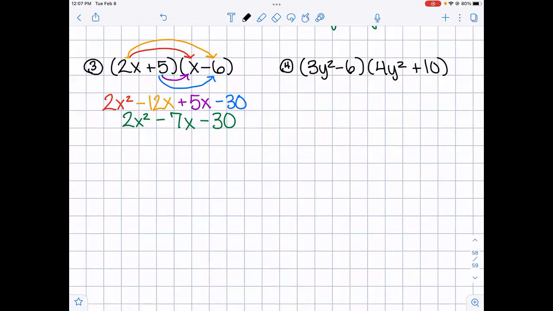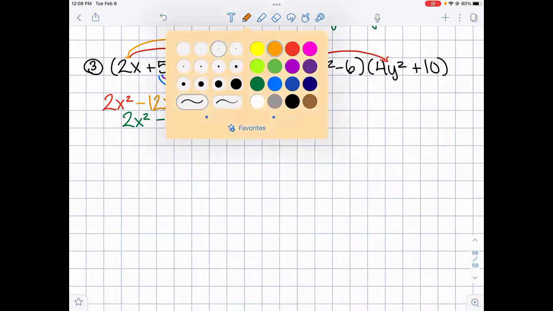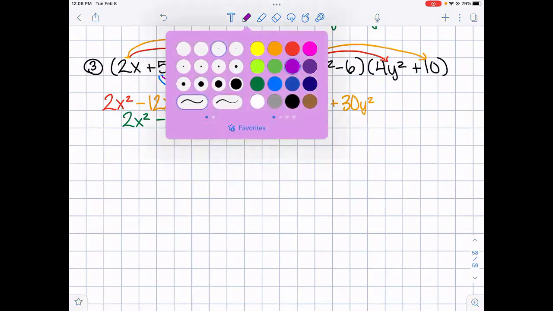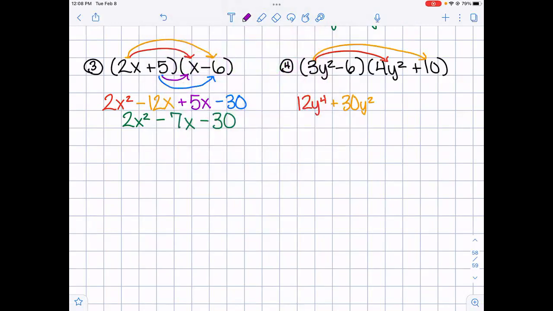Pierce, you know what to do first? 3y to the second times 4y to the second is, good. Perfect. All right. Nick, do you know what to do next? Isaac, help him out. That's a 3. Outside. 3y squared times 10 would be good. I got this all wrong because I thought that was an 8. Well, that's okay. Just stick with it.